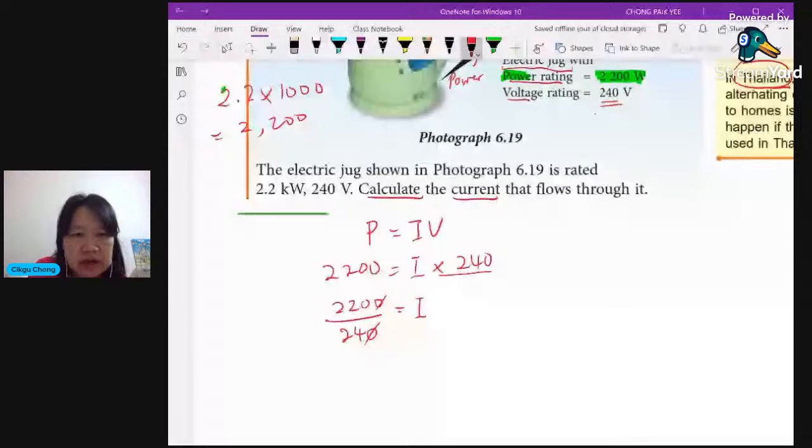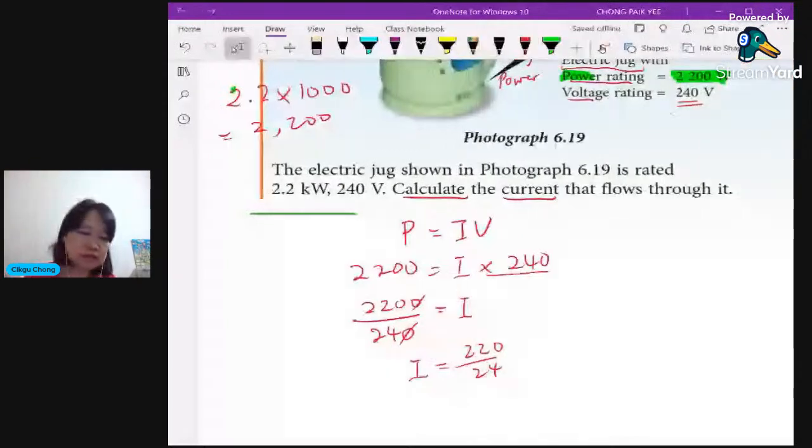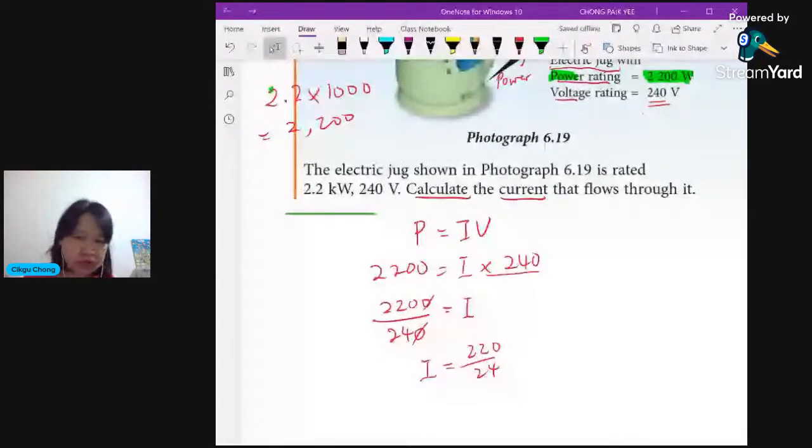What's the answer? Put in your chat box here. Put your answer. I think you have the answer now. Good, you're very fast. Okay, 2200 divided by 240, you get what? Now, put it in decimal. Don't put in fraction. Put in decimal. What's the answer? Yes, 9.1.